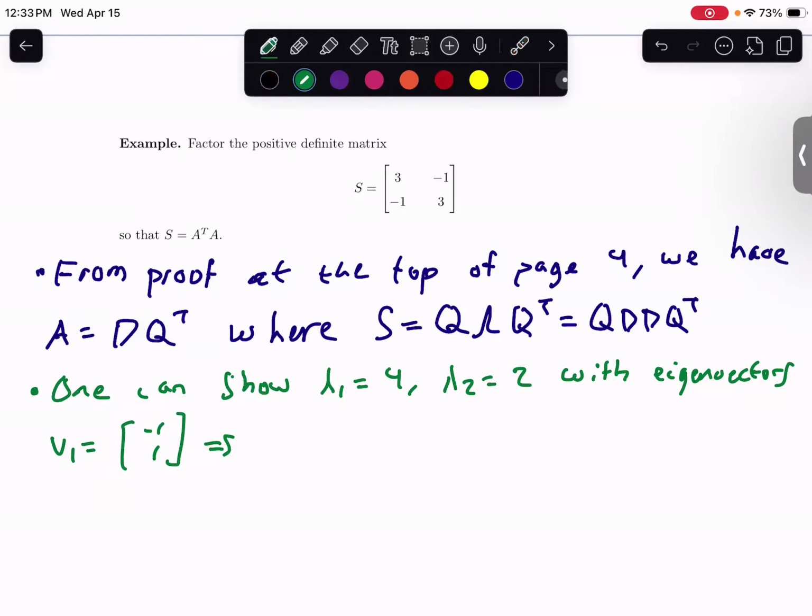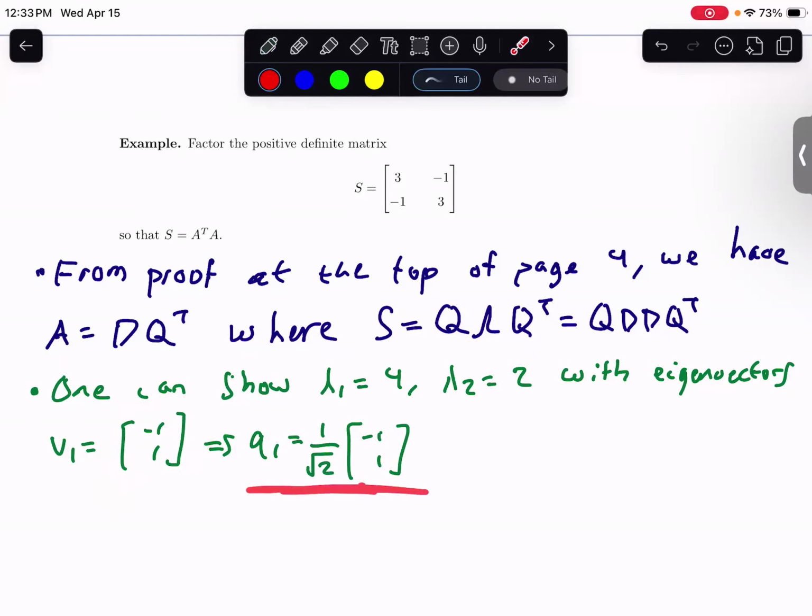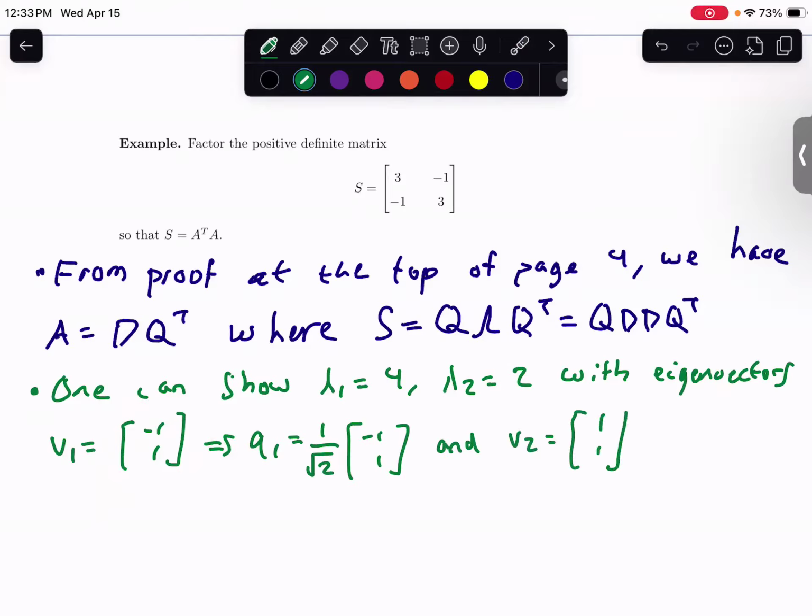If I divide by the magnitude, I get Q1 is equal to 1 over the square root of 2 times -1, 1. So this is one of your eigenvectors. And then the other eigenvector is V2, which is going to be equal to 1, 1.